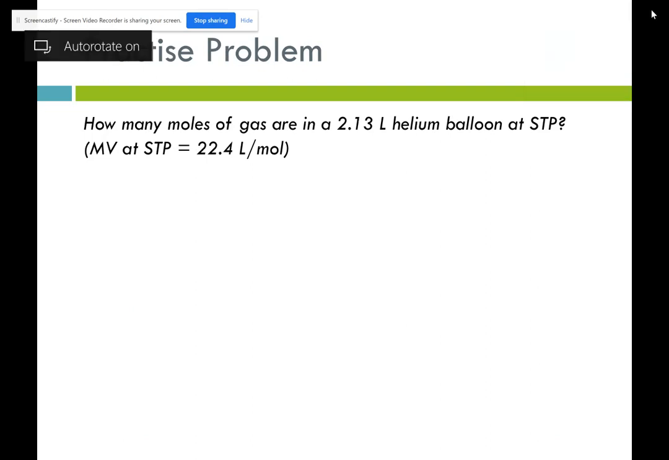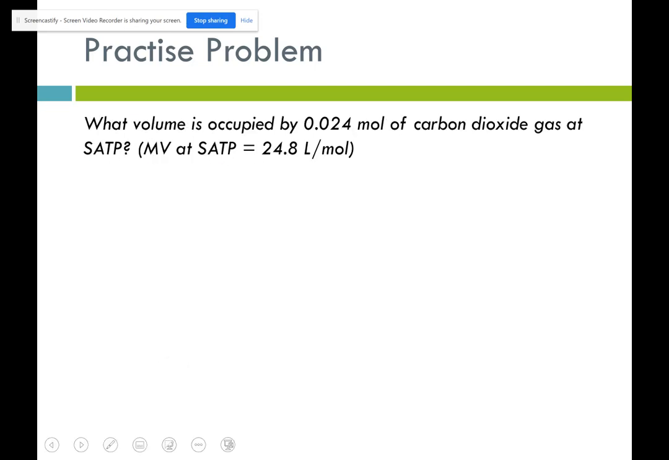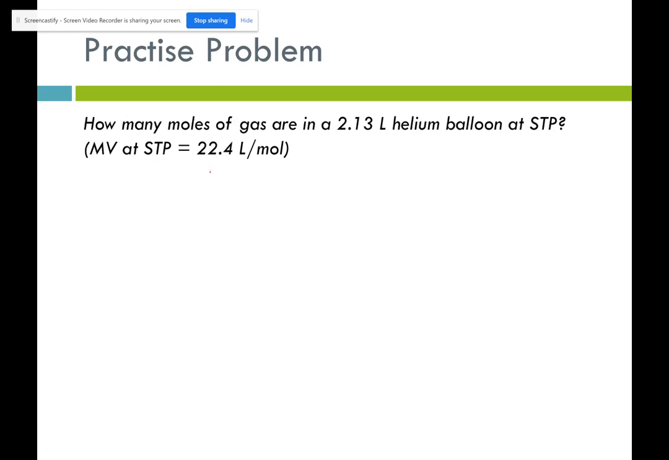It says, how many moles of a gas are in a 2.13 liter helium balloon at STP? Now it gives me the molar volume of a gas at standard temperature and pressure of 22.4 liters. So what would we do? We would say, well, if I want to know moles, I'm going to take my volume and divide it by my molar volume. Volume is given to me here, 2.13 liters, and my molar volume is given to me. This is a constant, 22.4 liters a mole.